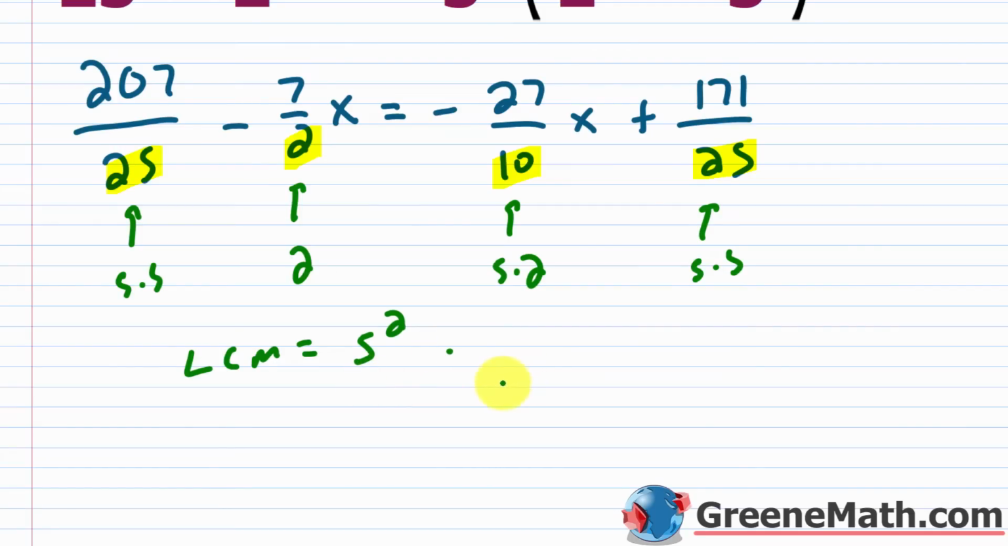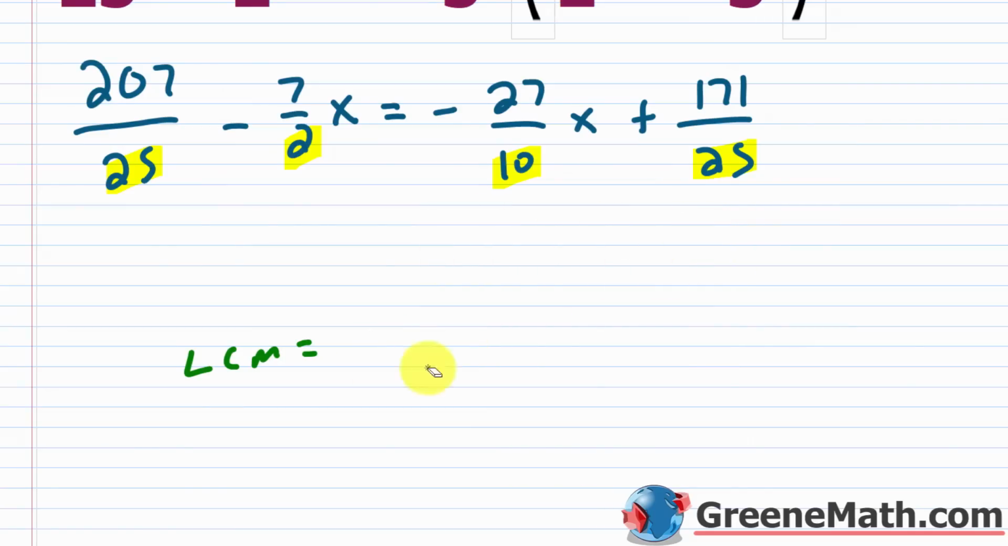Now when I look at the only other factor that occurs, it's 2. It occurs once here and once here. So I'm just going to put 1 in there. So this is going to be 25 times 2 or 50 that I need. So let's go ahead and say that we're going to multiply both sides by 50. So 50 times 207 over 25. You can think about 50 divided by 25 is 2. 2 times 207 is going to be 414.